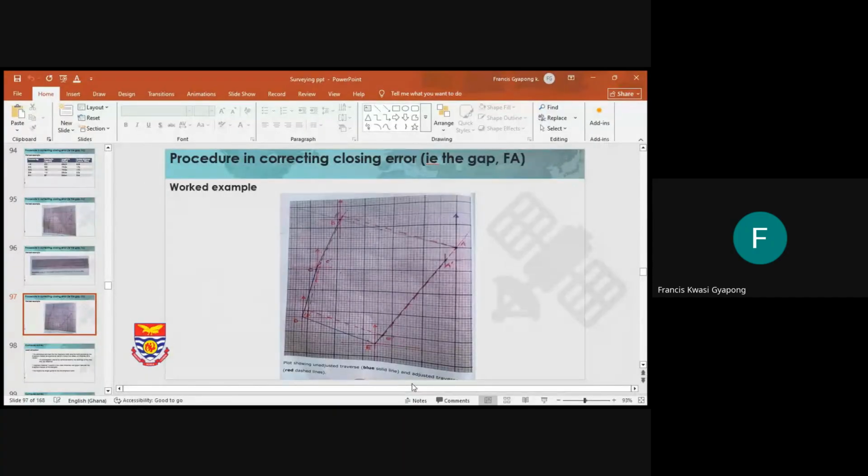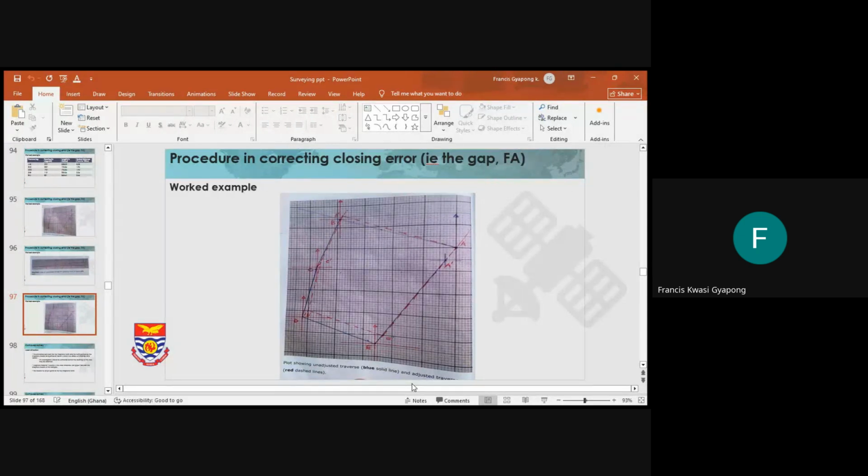Until the adjustment, first one, to traverse, the corrected one, the adjusted one should be like this. Let me repeat. The solid blue lines are the initial plotting. They are the traverse legs that were plotted.